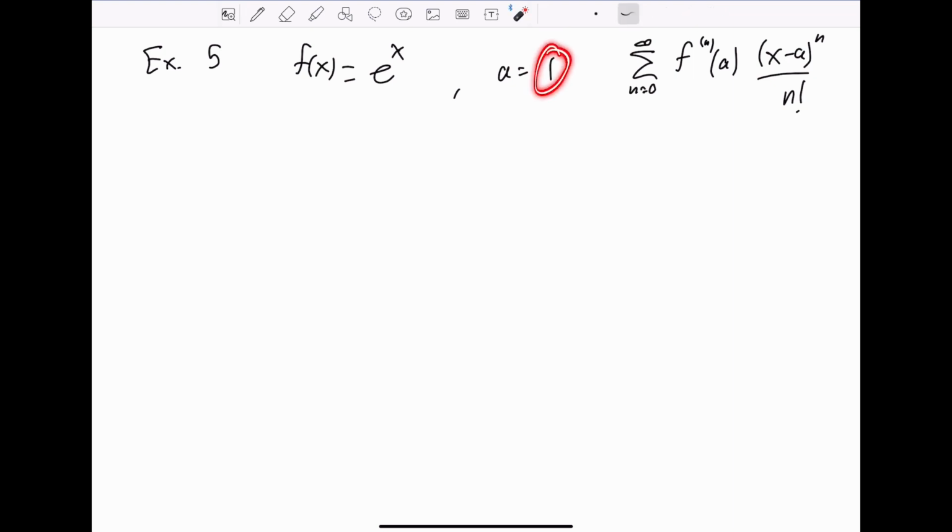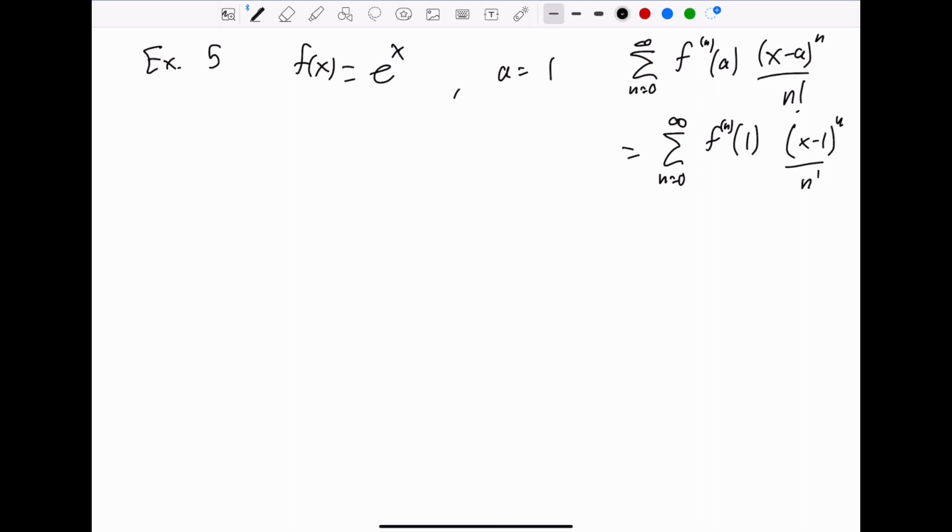A here is 1, so let's replace the a's with 1. So this will be the sum from 0 to infinity, the nth derivative at 1 times x minus 1 to the n divided by n factorial. Once again, we don't have to do any work to figure out anything with this portion of the expression. The x minus 1 to the n over n factorial, that's all predetermined. What we really need to do is find an expression for the nth derivative of the function at 1.